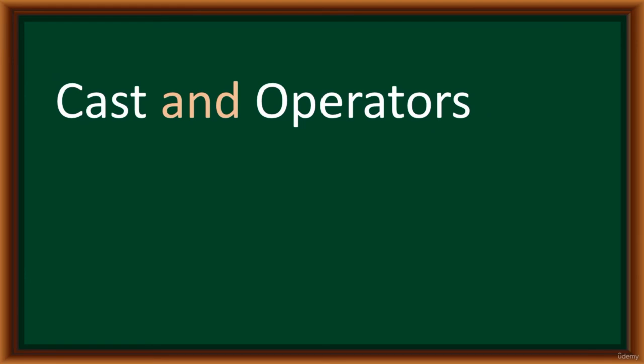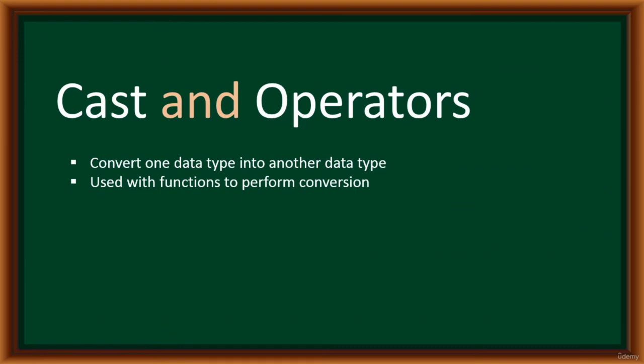I'll start with a cast. Cast basically enables you to convert one data type into another data type. When you perform conversions using cast, it's usually done in combination with functions. So you use functions in combination with cast to perform conversions. Postgres has default casts, but you can create your own custom casts that will override the default ones created by Postgres.